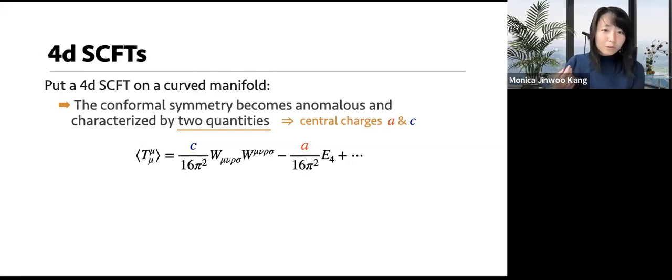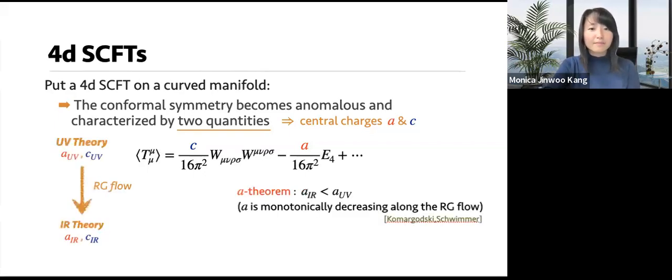So a 4D superconformal field theory can be characterized by putting it on a curved manifold, where the conformal symmetry becomes anomalous, and it will be characterized by two quantities, which we call either conformal anomalies or central charges, A and C, expressed in this particular expression. C is the one controlling the Weyl density, and A is the one controlling the Euler density, which is actually the one tracking the degrees of freedom of the 4D theory.